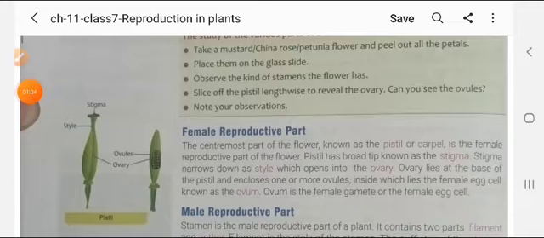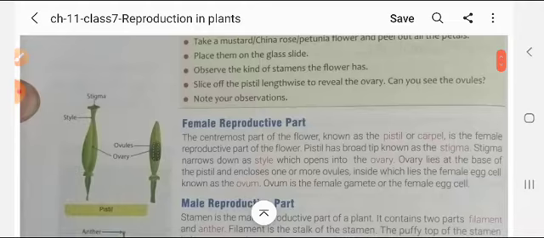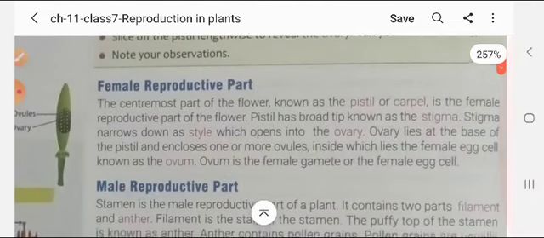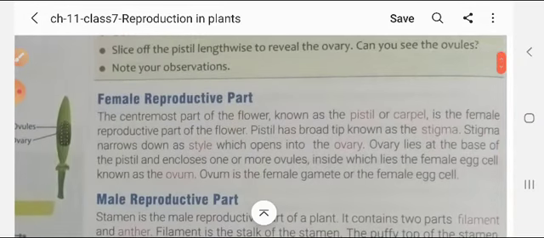Dear students, sexual reproduction, as I have just explained, is a type of reproduction in which there is a requirement of both the male and female gamete. When the male and female gametes unite together, that is fertilization, and that starts the reproduction of a new plant. So in that, students, let's see the female reproductive part.